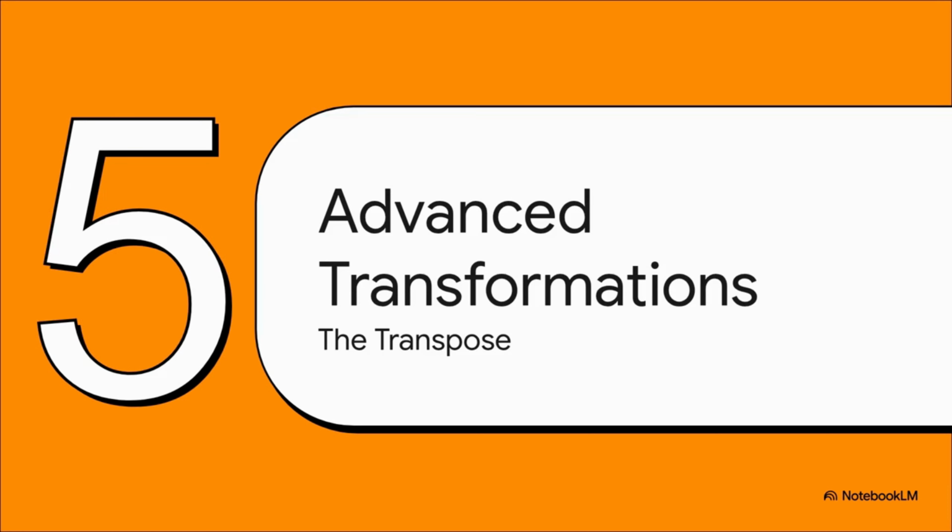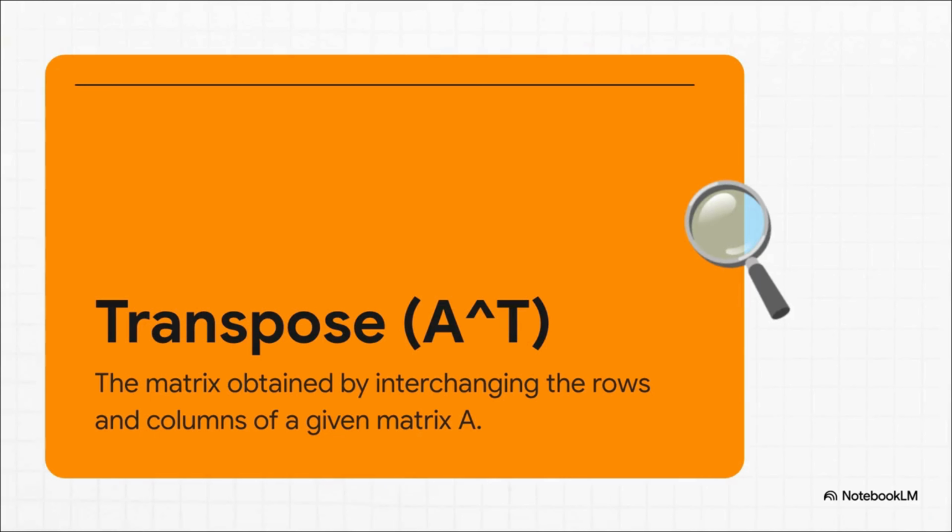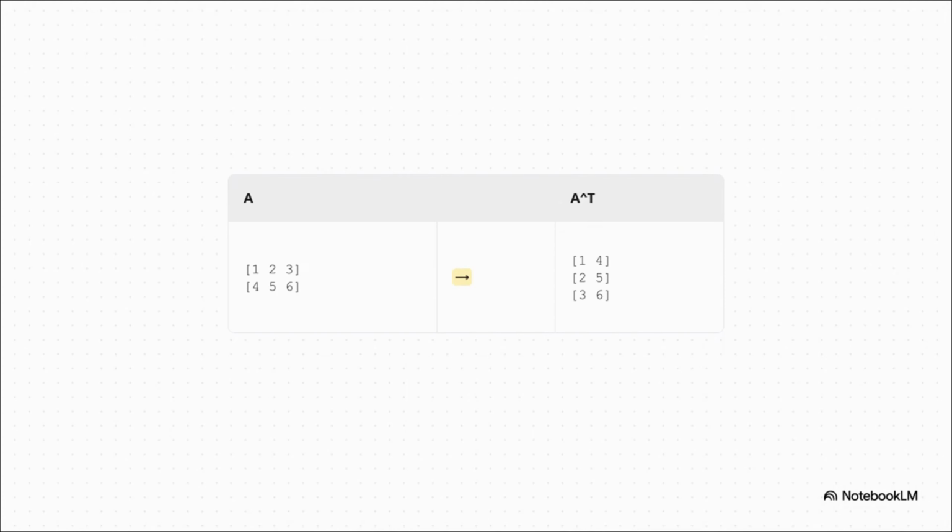Okay, so beyond the basic math, we can also do what are called transformations. These are things we can do to a single matrix to change it in some really useful ways. And the most fundamental one is called the transpose. The transpose, which we write as A with a little t, is a beautifully simple idea. You're basically just flipping the matrix along its main diagonal. The rows become the new columns, and the columns become the new rows. That's it.